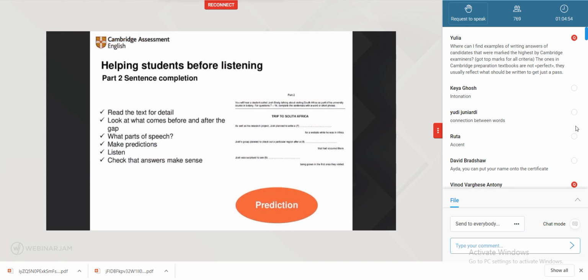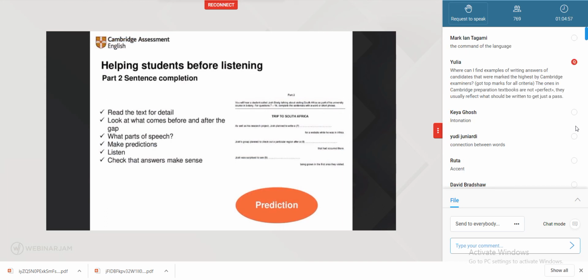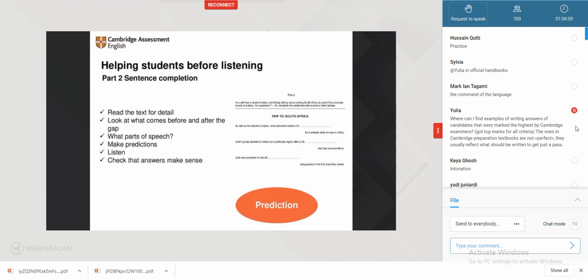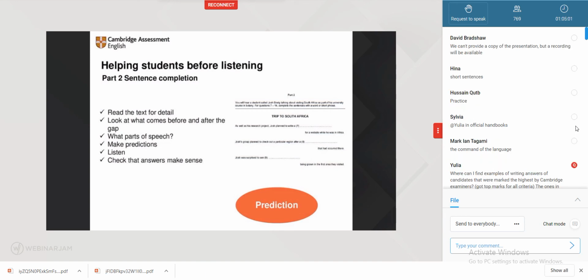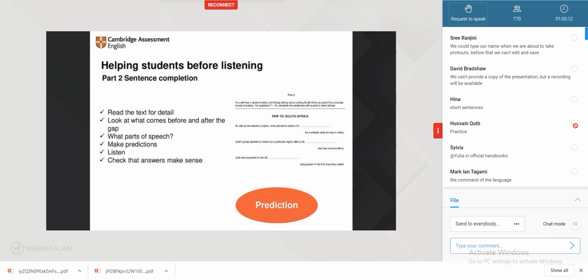Before listening for part 2, for example, Victoria, we're speaking before listening in an exam context. Yeah, obviously always reading the text before, looking at what comes before and after the gap to decide on the part of a speech that they need, try to make predictions, and then listen, and then of course check their answers and check that they make sense.